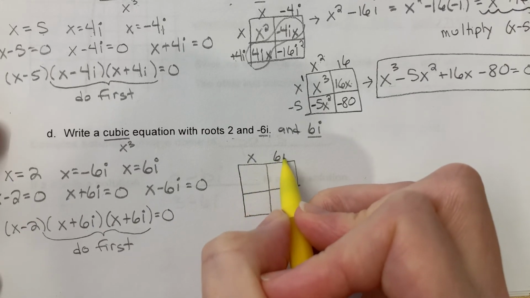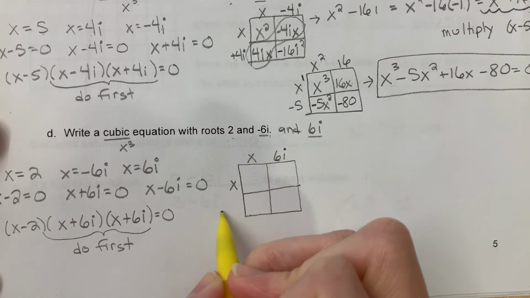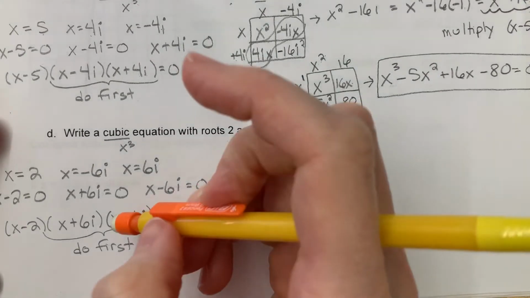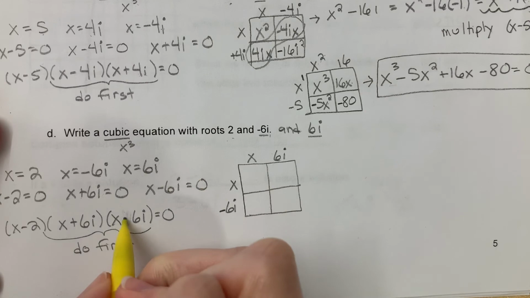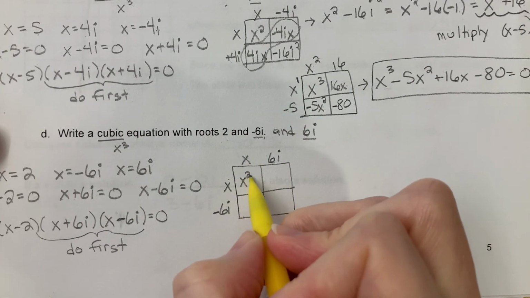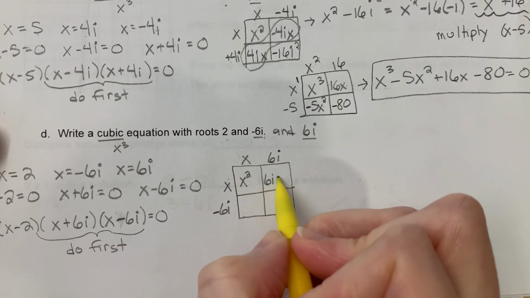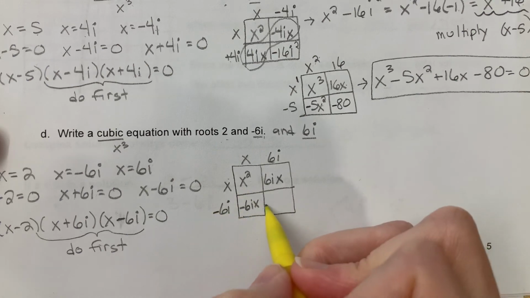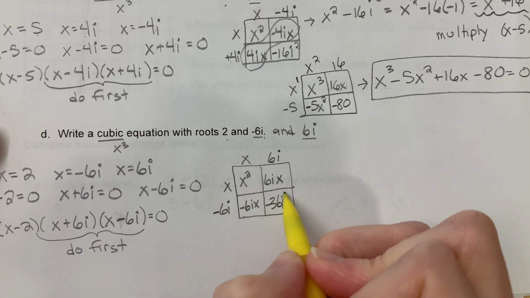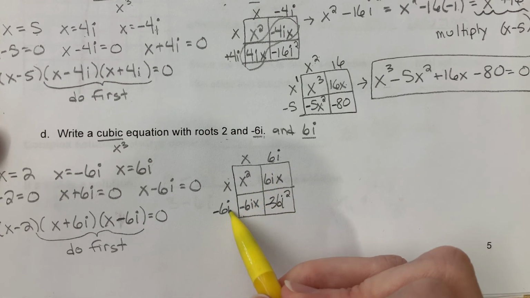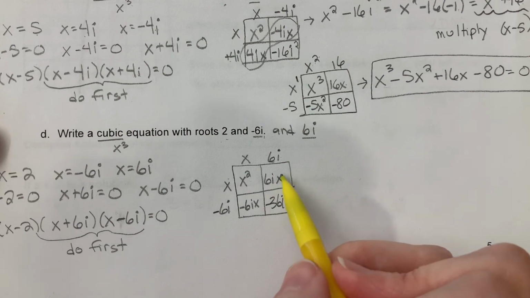So x and positive 6i, x and negative 6i. I have a mistake in there. This should be a negative. Sorry about that. Okay, x times x, x squared, 6ix, negative 6ix, negative 36i squared. Common mistake is to just want to write an i here and not an i squared. So make sure whenever you're multiplying those i's, you get i squared.